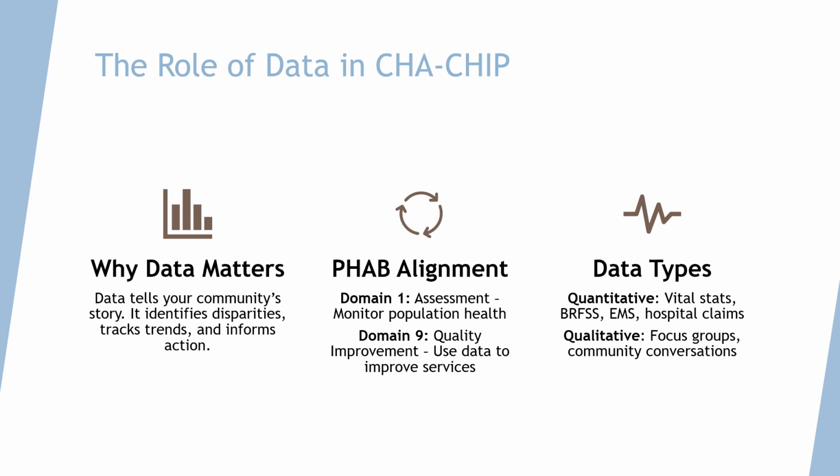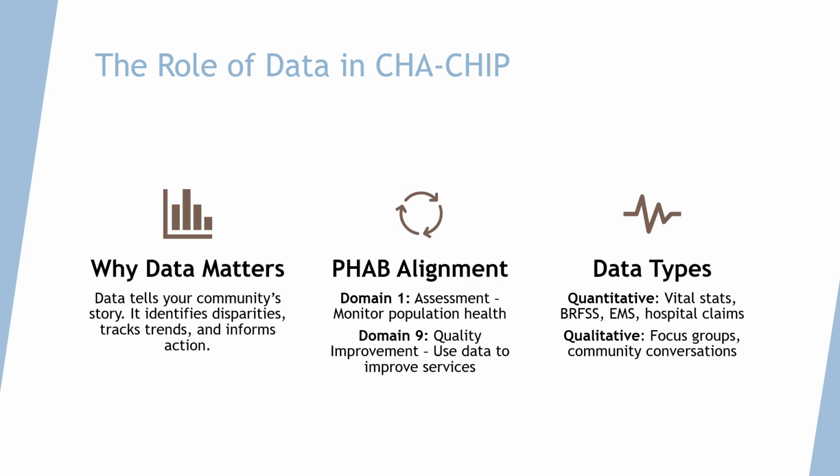There are two key types of data: quantitative data, such as vital statistics, hospital discharge data, EMS runs, and survey results like BRFSS or YRBS. These tell us the what, where, and how often. Qualitative data, including focus groups, interviews, and open-ended survey questions, helps us understand the why, what people are experiencing and how they perceive health challenges. This broad base of data allows us to tell a compelling, credible, and actionable community health story.